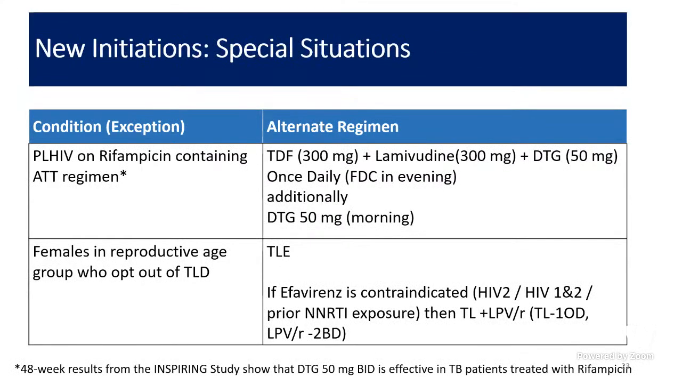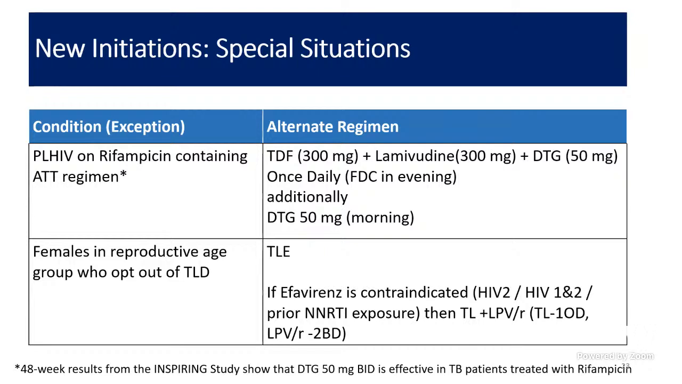Now the special situations are like PLHIV who is on rifampicin-containing ATT. As I said, if that patient will be getting tenofovir, lamivudine and dolutegravir once in the evening, and an extra dose of dolutegravir 50 mg in the morning. And this extra dose of dolutegravir will be continued 2 weeks post the completion of the ATT regimen.